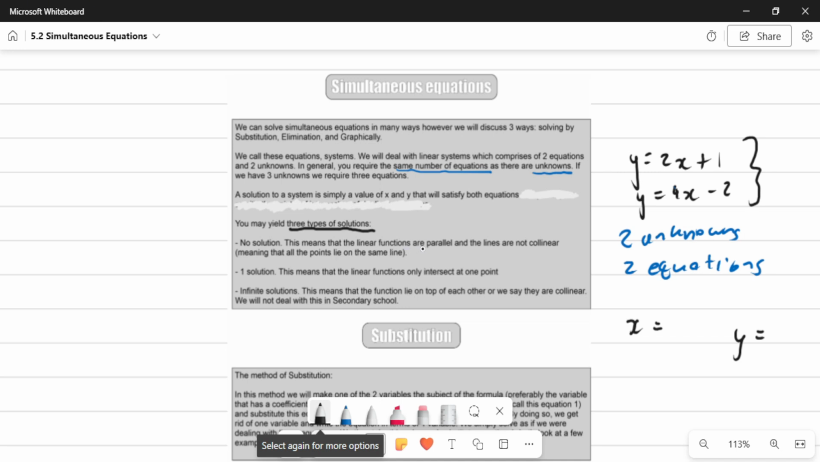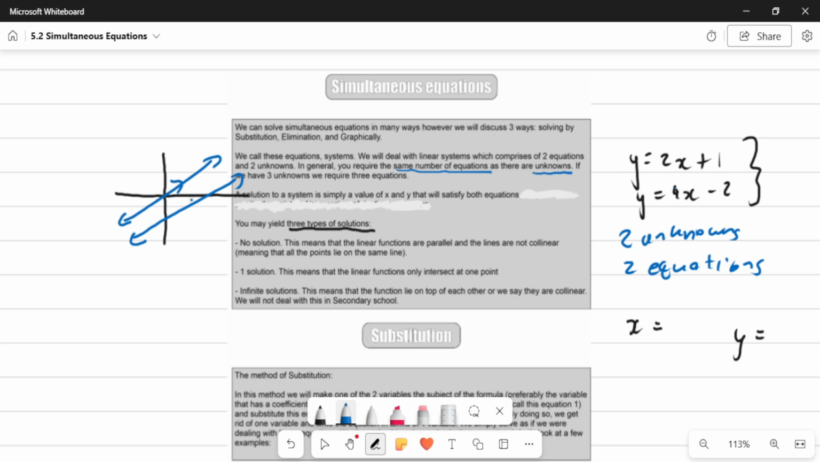This means that the linear functions are parallel and the lines are not collinear. If I have to draw the line function, you would have done line functions at grade 9. You have one line function here and you have another line function here. These line functions are parallel.